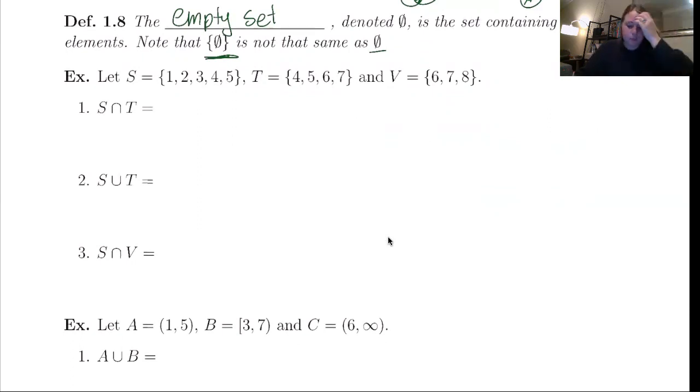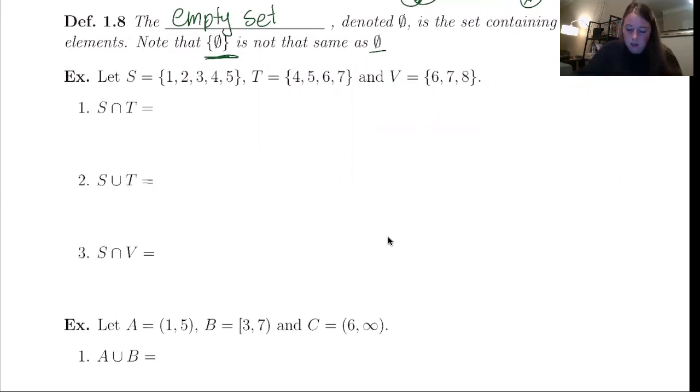Okay. So let's do some examples. S is going to be the set that contains just 1, 2, 3, 4, and 5. So just those 5 numbers, not all the numbers in between them, just those 5 numbers. And then T equals 4, 5, 6, and 7. So just again, those 4 numbers. And V equals 6, 7, and 8.